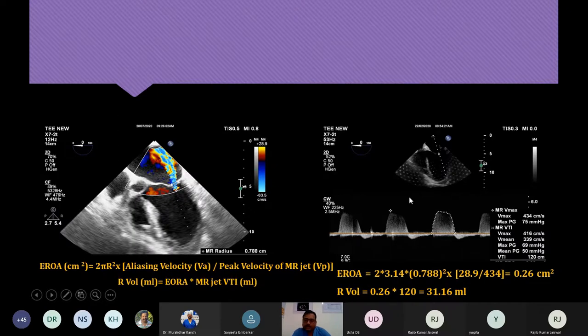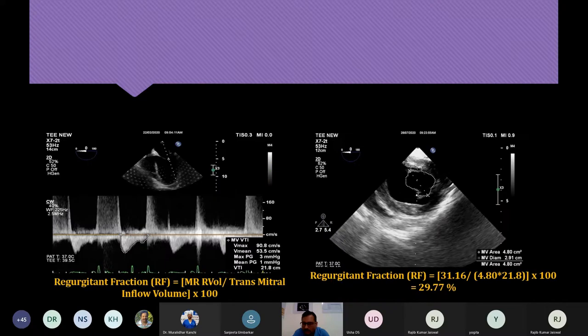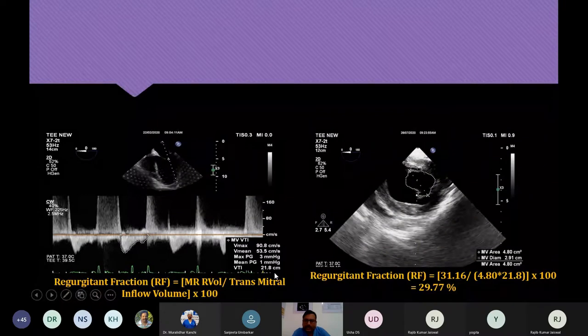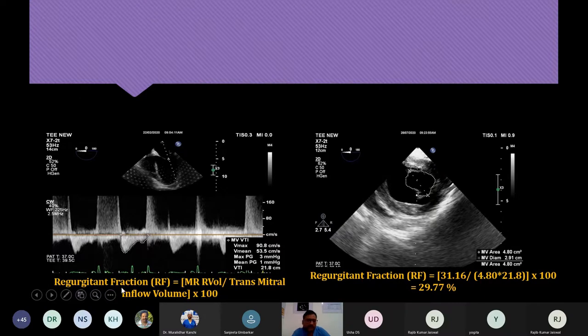Now regurgitant volume is given by multiplying this particular effective regurgitant orifice area by the MR VTI. Here MR VTI is 120, so it becomes 31.16 ml. So again coming into a moderate category. And when we want to calculate the regurgitant fraction, we have to take into consideration the mitral valve VTI. Here mitral valve VTI is 21.8, and the mitral valve area by planimetry is 4.8 of the same patient. So the mitral regurgitant fraction is given by the previously calculated MR volume divided by the transmitral inflow volume, into 100. The MR volume divided by the transmitral volume gives us a regurgitant fraction of 30%.